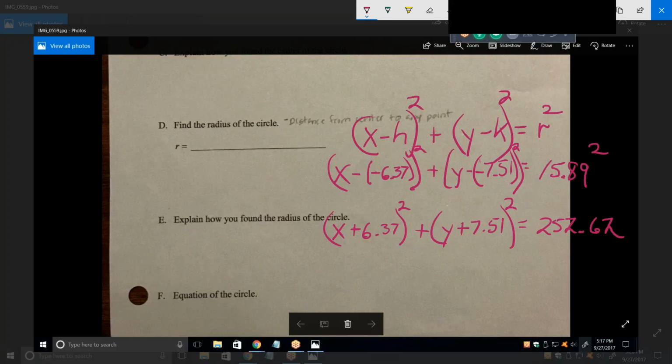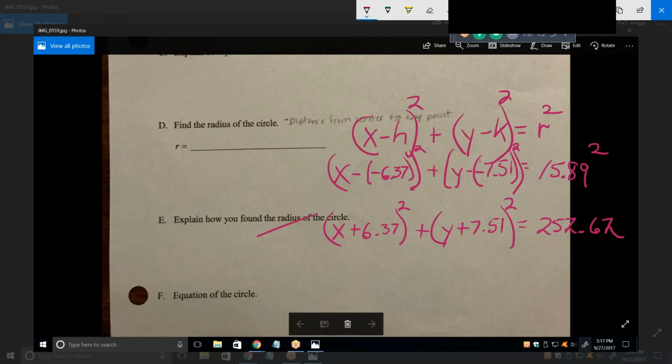252.62. Okay. I like that pink on black. Yeah, that's kind of cool, actually. It's like a blackboard, like Sal Khan uses. Yeah, I like that.